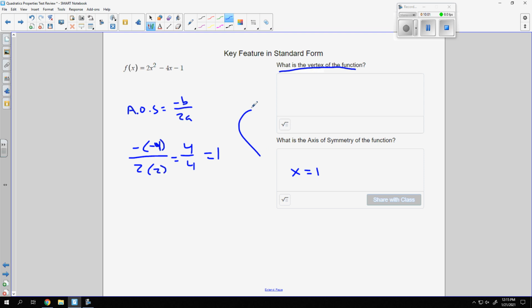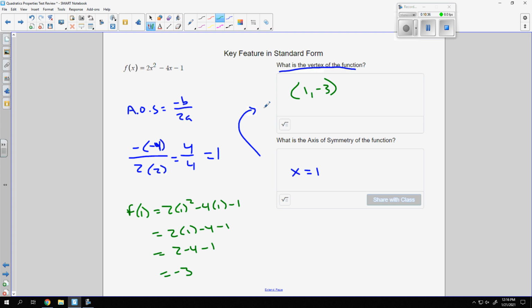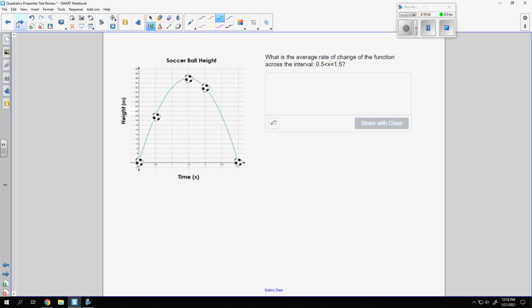All right, I'm going to use that value to find the vertex. And so I'm going to replace the x with the value of 1. 1 squared is 1. Negative 4 times 1 is negative 4. So 2 minus 4 minus 1, it should be what? Negative 2 minus 1 is negative 3. Right, should be the vertex of my function. Once again, you guys can check that, right, with the Desmos calculator.